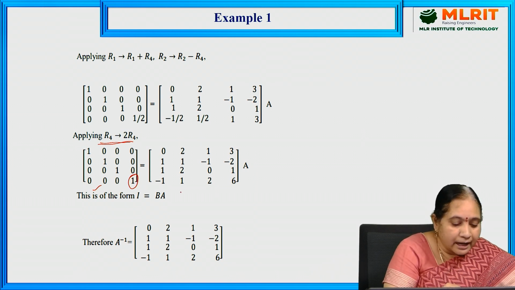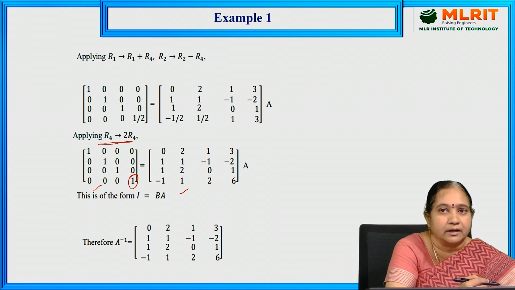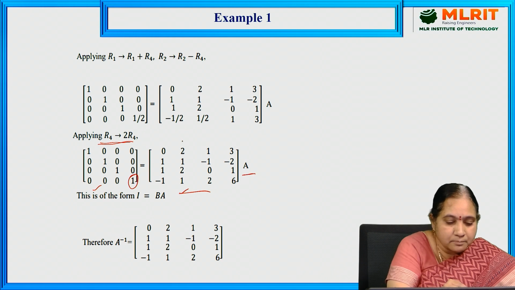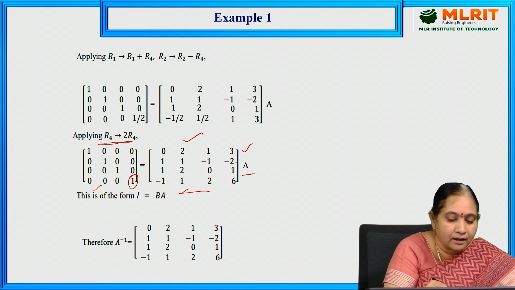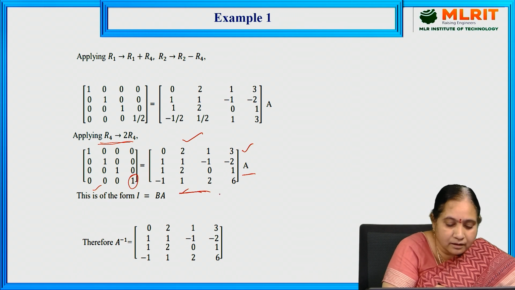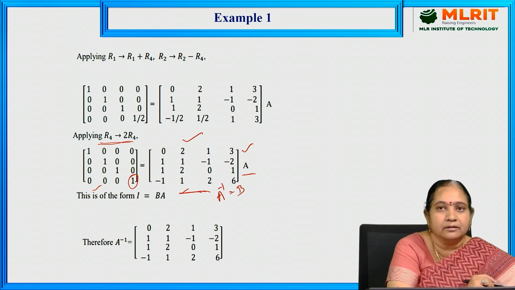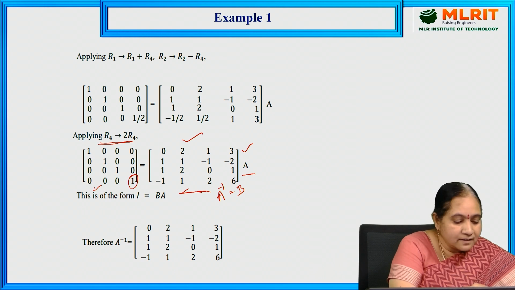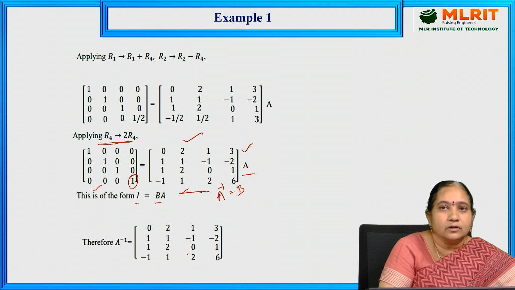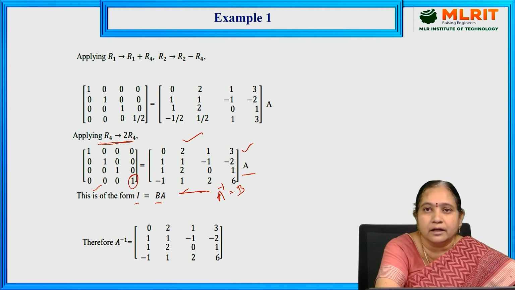Now the right hand side matrix is the inverse of the given matrix. That means if we multiply these two matrices, this matrix and the given matrix A, then we get the identity matrix. So that's why this matrix is called A inverse or B. Let it be B. Now this is in the form of I equal to BA, where B is A inverse. So this is a procedure to find the inverse of the given square matrix by Gauss Jordan method.